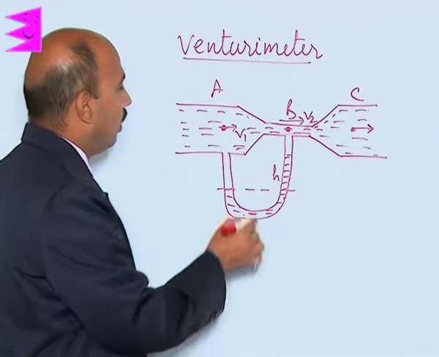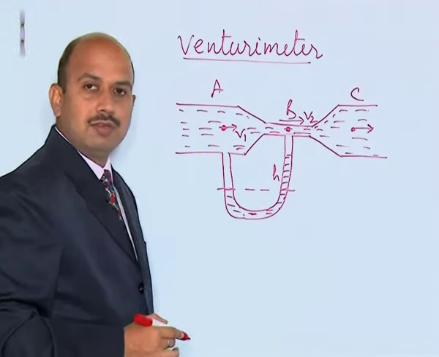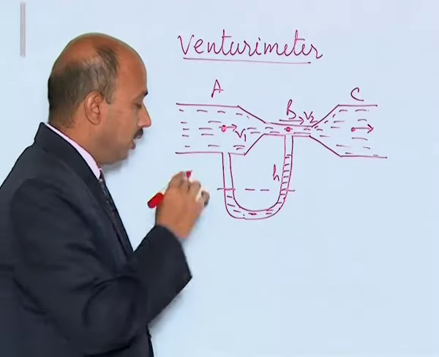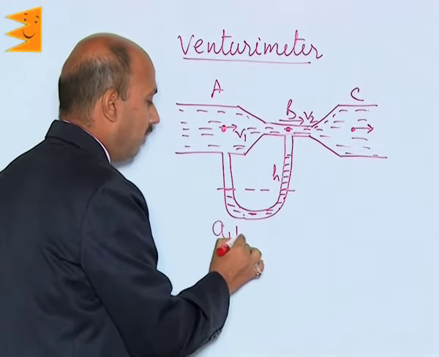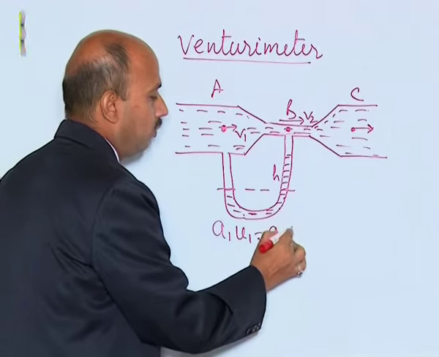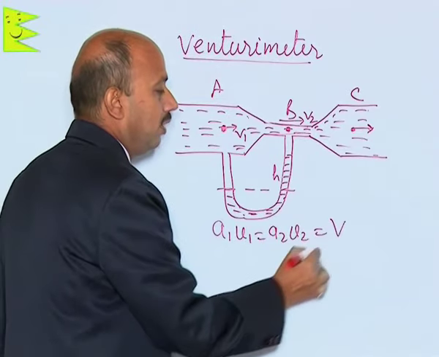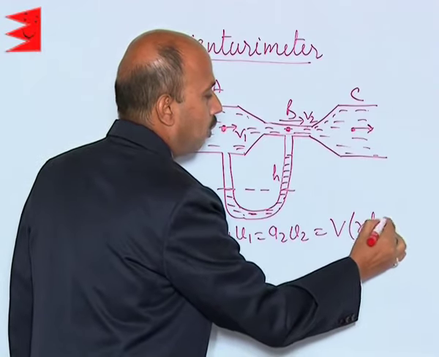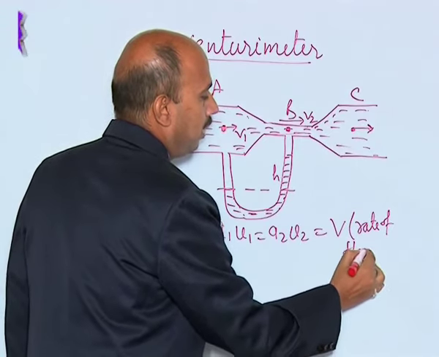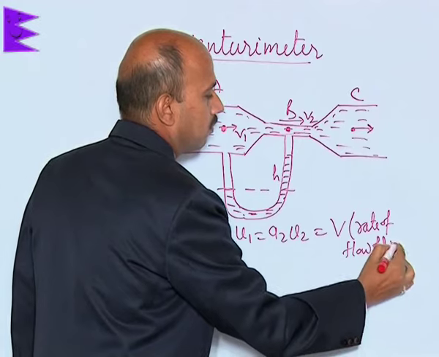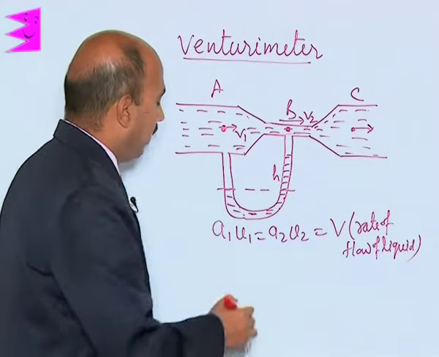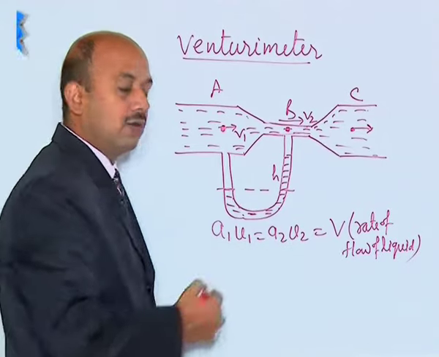Now when the liquid is flowing through this, according to the equation of continuity, you know it, A1 V1 is equal to A2 V2 is equal to V. Capital V is here the rate of flow of liquid. So now see here, A1 V1 is equal to A2 V2.